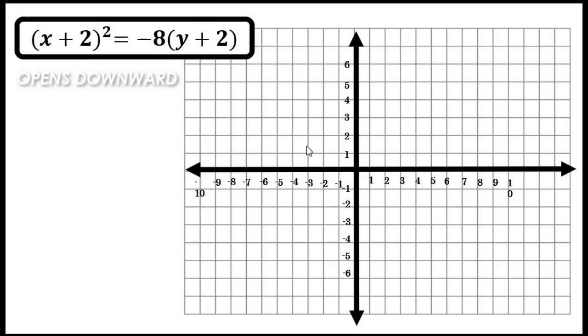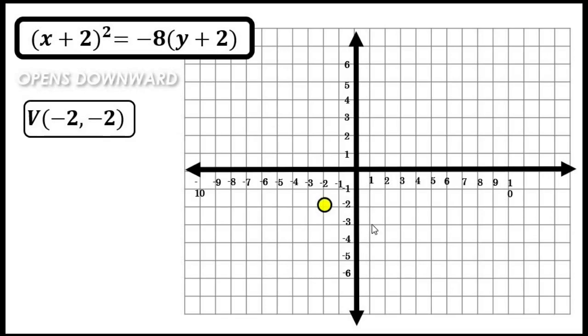After identifying the orientation, we plot now the vertex. So we need the value of h and k. H is initially positive 2. K is initially positive 2. Again, let me highlight that when identifying the h and k values, we always need to reverse the sign as we are taking it out of the equation. We now plot where negative 2, negative 2 is, and it is here along the third quadrant.